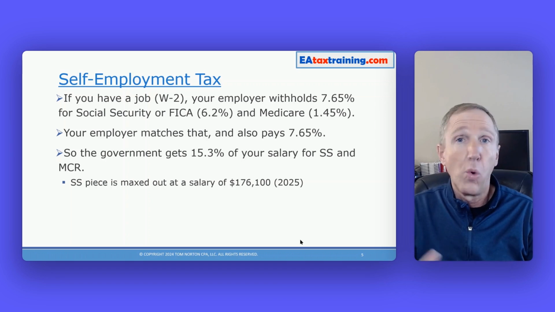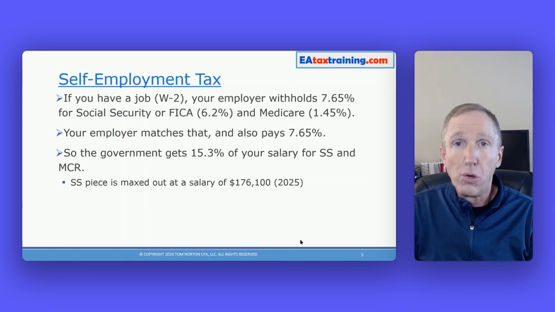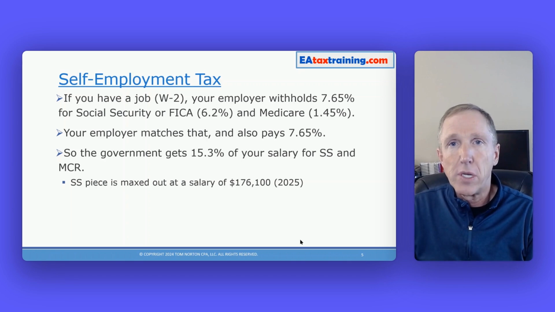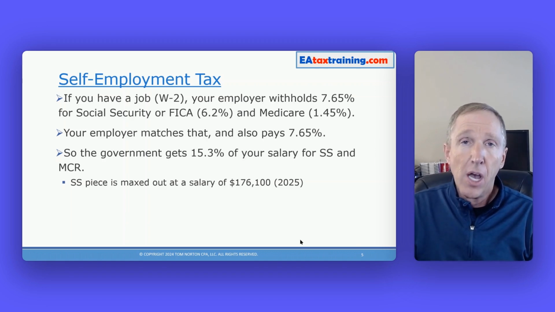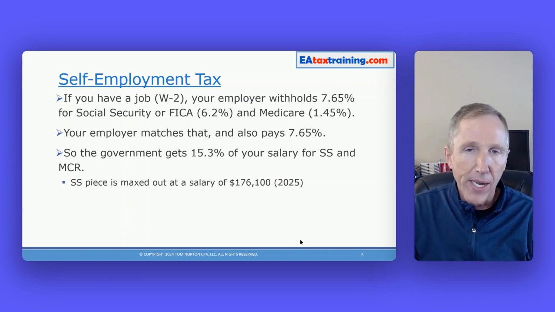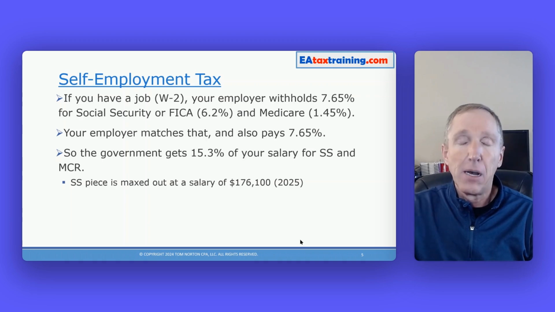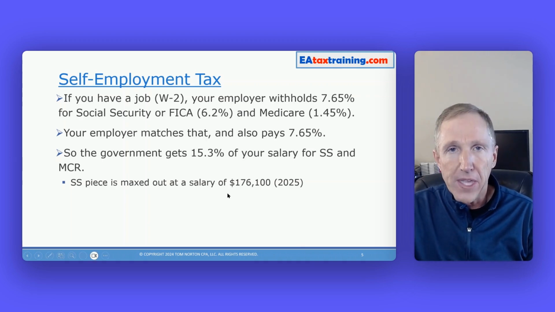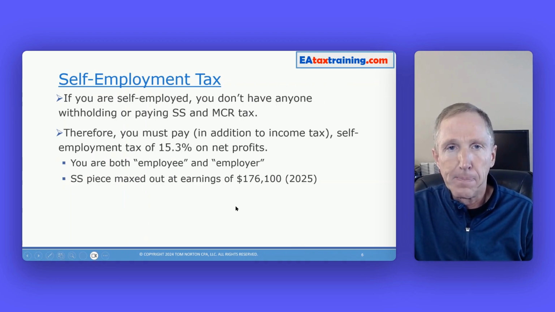So if you've got more than one job and they total more than $176,100, you're only going to owe the Social Security piece on your first $176,100. Also, that number is the 2025 number. It goes up every year. So if you're looking at this in 2026 or later, you'll want to go to irs.gov and see what is the current number, the current income cap for the Social Security withholding.